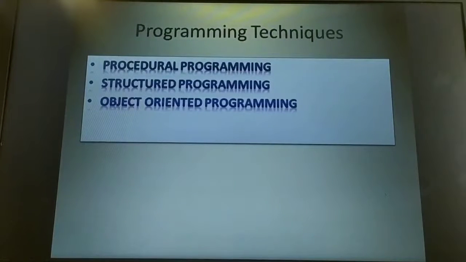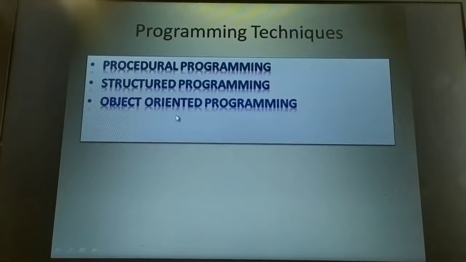Before we start with OOPs, let us see some of the previous programming techniques that had come into existence and what were their drawbacks, so that there was a development of the object-oriented programming technique. Basically, there were 3 different programming techniques. The first is the procedural programming technique, then the structured programming technique, and the object-oriented programming technique.